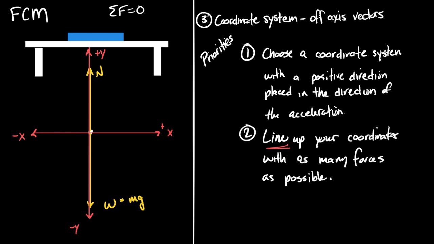Now, choose a coordinate system. Deal with off-axis vectors. If you have any vector that's drawn off-axis, you have to deal with it now. You have to do the trig and break it up into components. This one has no off-axis vectors, so we don't have to worry about that. Everybody good? All right. We are done with this portion, so we can put that away.